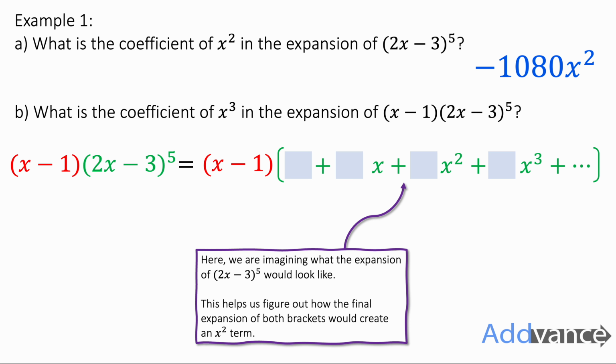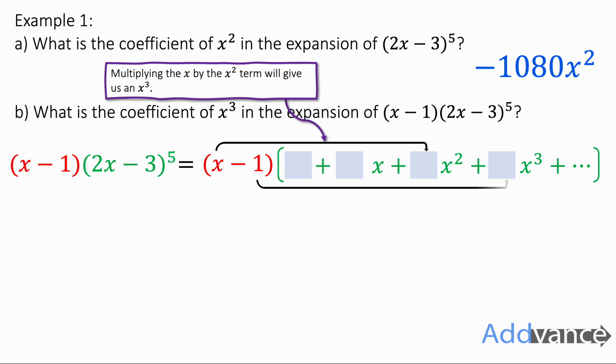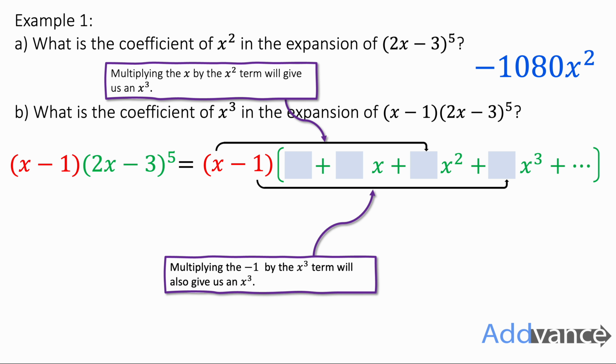which is going to look like this, where the red part is the same and the blue part is the same. And here on the right hand side, I'm just imagining what the expansion of (2x - 3)^5 would look like. Now, we want to make x to the power 3, and we can do that using two of these terms. You can do x times x squared, or you can do minus 1 times x cubed. So there's two ways you would get x cubed when you multiply out these sets of brackets. There is no other way to get x cubed. So we can ignore every other combination, and we only do x times x squared or minus 1 times x cubed.